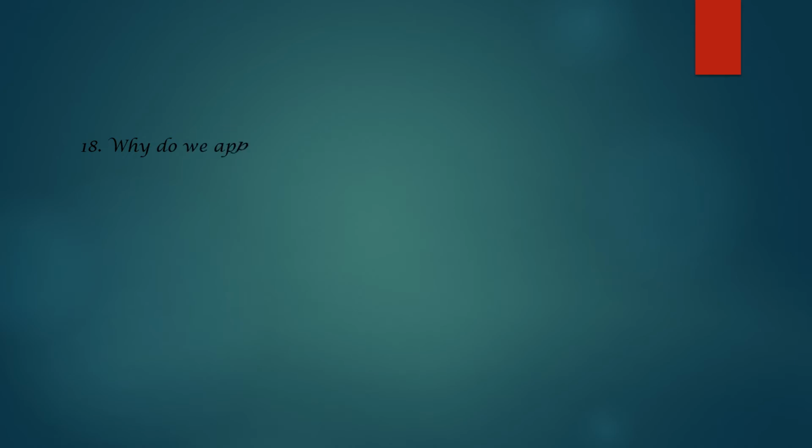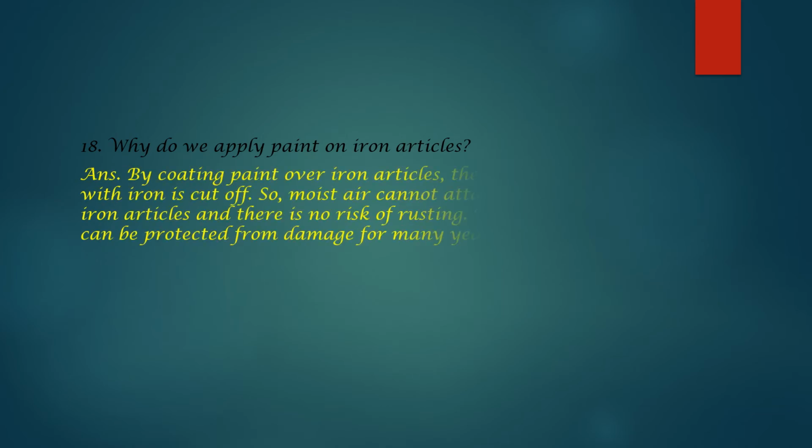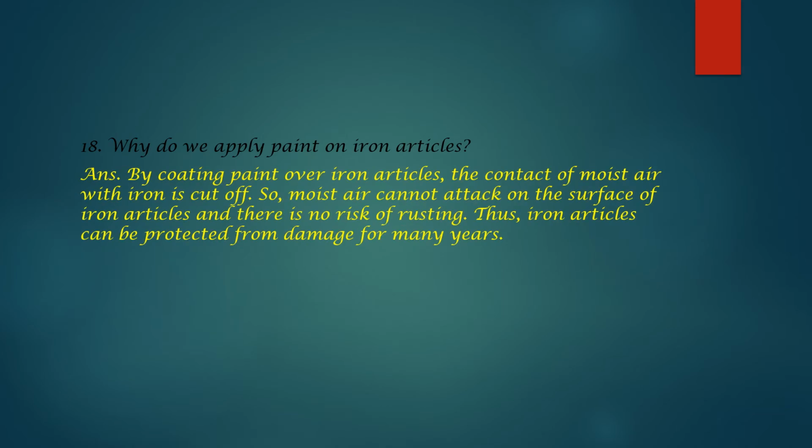Question number 18. Why do we apply paint on iron articles? Answer. As we know that when iron comes in contact with moist air, it reacts to form rust. Therefore, to prevent this, iron articles are painted.